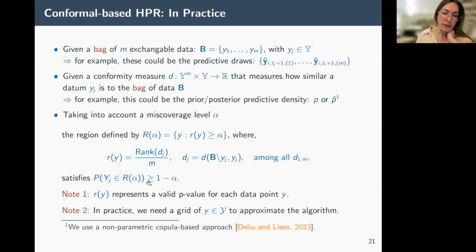And in practice, to implement this algorithm, you assume that you have a grid, and on this grid, you compute this rank, and you compute this value for all the values of the grid. So it may be computationally intensive. There exist other procedures which reduce this computational expense, but in this case we used it as it was not an issue for us. So we use a full conformal predictive framework.